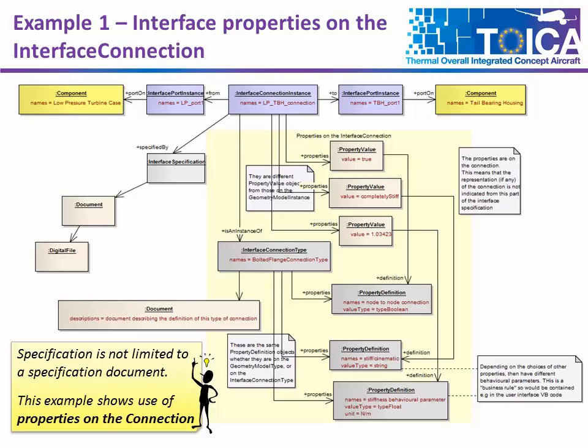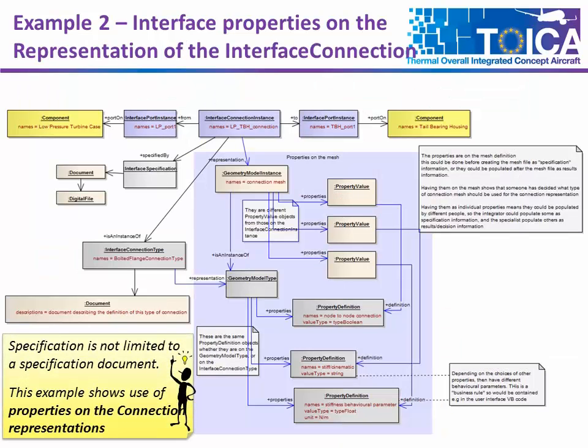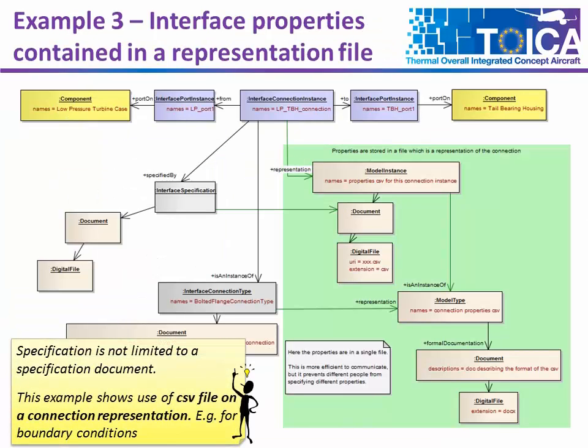Now follow three examples. These are intended to show different ways to define a connection, and the choice would depend on the business scenario. This example shows properties on the connection instances reflecting the definition on the connection type. This example shows properties on the representations of those connection instances. And the third example shows a document attached to the representation, and this, for example, could be a CSV file with boundary conditions or similar.